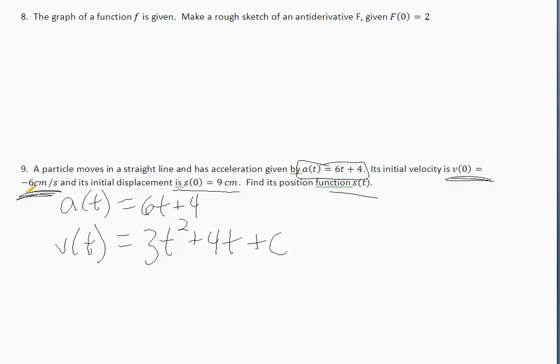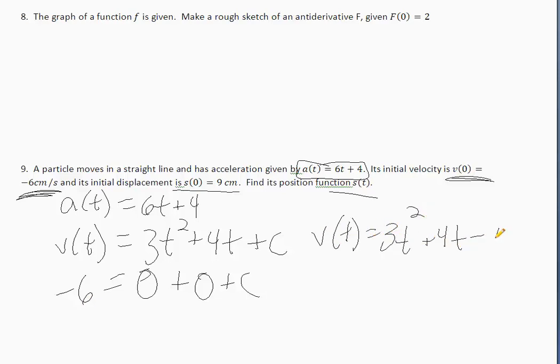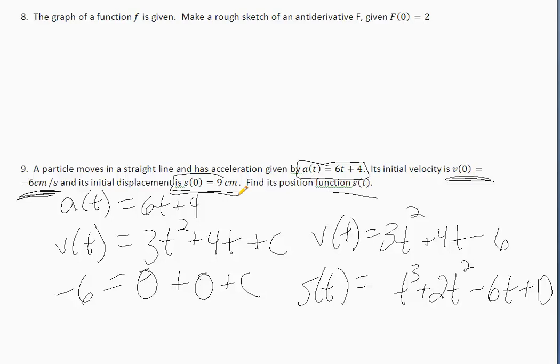So when I plug 0 in, how do I get -6? So this would be what? 0 plus c equals -6. So c is -6. So I have 3t squared plus 4t minus 6. Now I can find position. Go backwards once more, which we usually use s, which would be what? T cubed divided by 3 would just be 1t cubed plus 2t squared minus 6t plus d. How do you find d? The initial position is 9, so d is 9, plus 2t squared minus 6t plus 9.